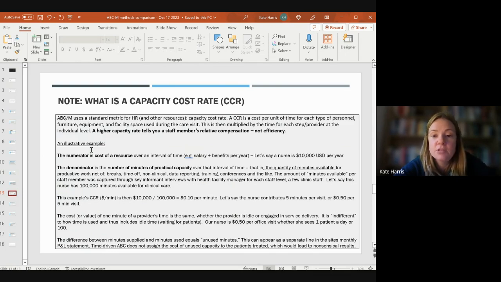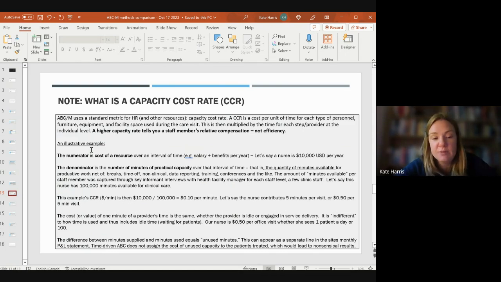So let's say that nurse costs $10,000 US a year. He or she has 100,000 minutes available for clinical care to see patients. So when you take that 10,000 divided by 100,000 minutes, you get to 10 cents a minute. So if that nurse contributes 5 minutes per visit, that costs 50 cents per a 5-minute visit. Now this cost is the same whether or not the nurse sees one patient a day or 100. So that idle time doesn't change anything. That's how much it costs for the time she or he is available to see patients.